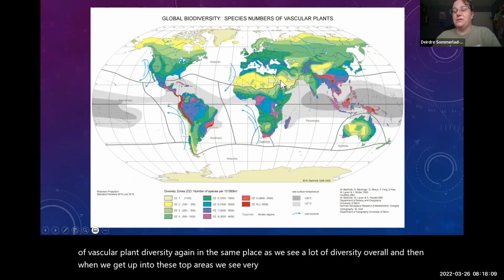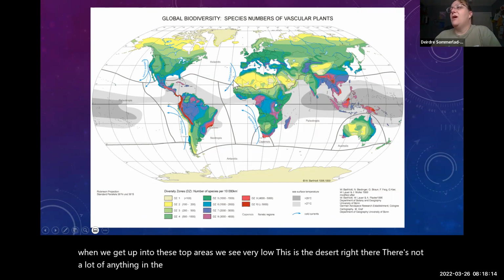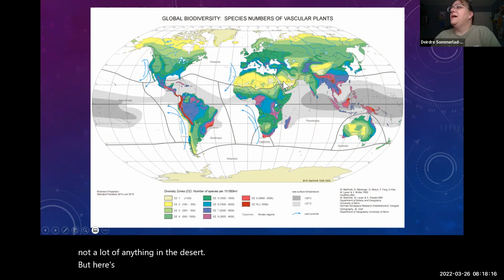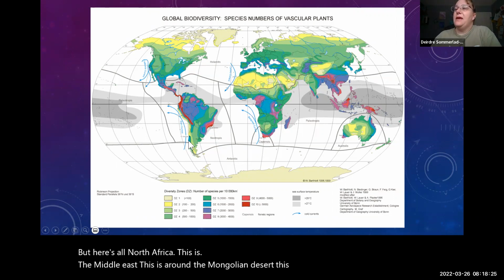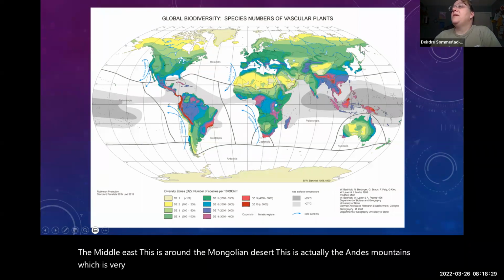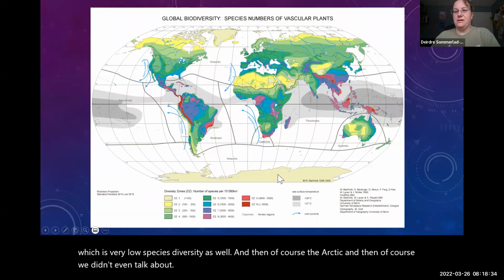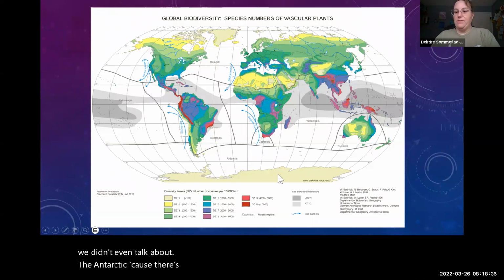This is the desert, right? There's not a lot of anything in the desert. But here's all North Africa. This is the Middle East. This is around the Mongolian desert. This is actually the Andes Mountains, which is very low species diversity as well. And then, of course, the Arctic. And then, of course, we didn't even talk about the Antarctic because there's not many species at all. There's some penguins and a couple plant species, and that's it.